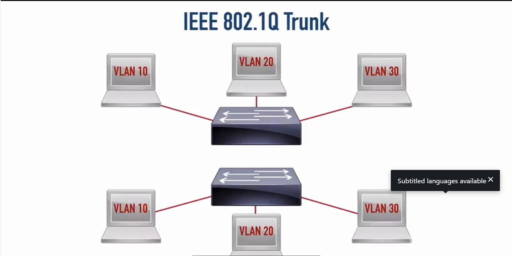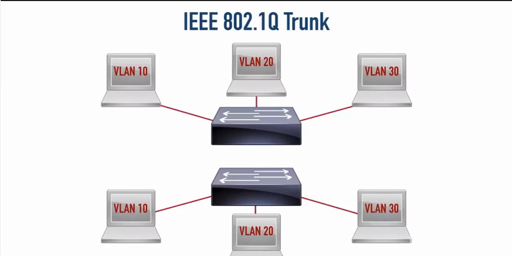We want to review the operation of IEEE 802.1q trunking, or we typically say just .1q trunking for short. The idea is we might have switches like we see here with ports in different VLANs, and each of these two switches have clients belonging to VLANs 10, 20, and 30.